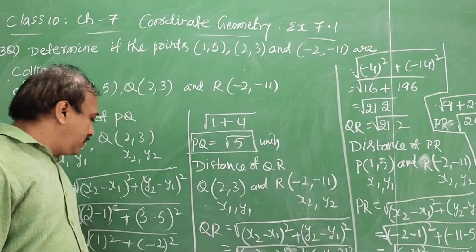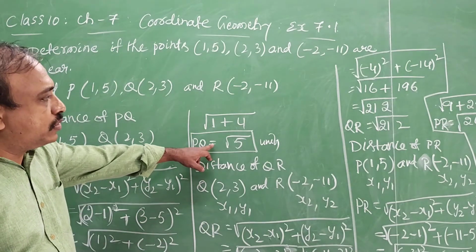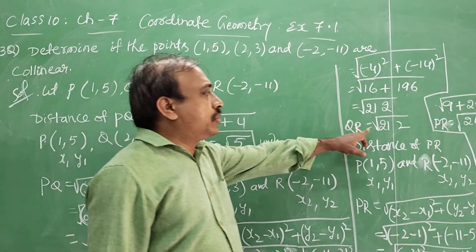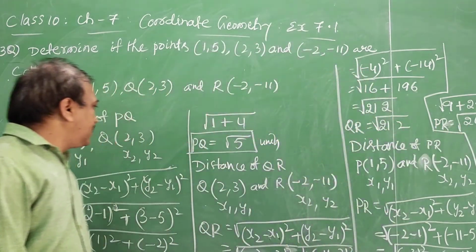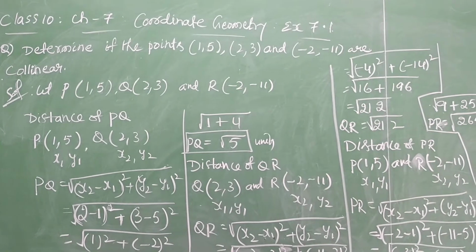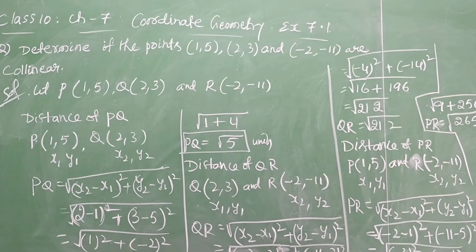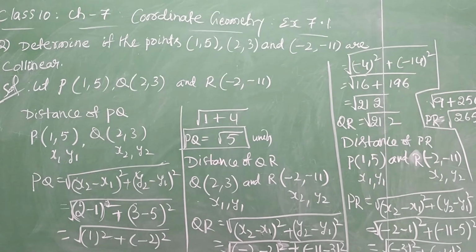Root 212 and root 265. You see here, this is root 5, this is root 212, this is root 265. Now what can we say about this? Are the distances of any two such that PQ plus QR will be equal to PR? Observe whether PQ plus QR is equal. If it is equal, then we can say they are collinear. Are PQ and QR equal? You can see clearly PQ plus QR.